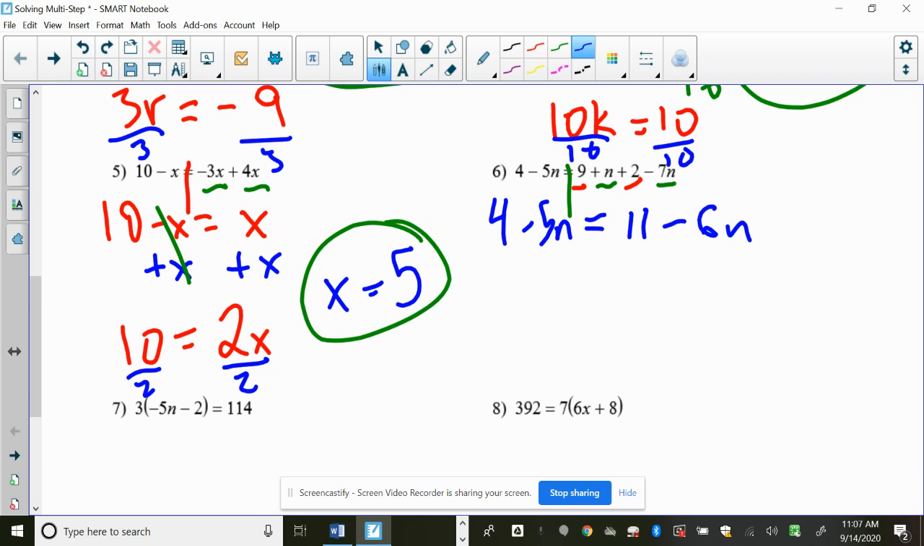Okay, now we still have variables on both sides, numbers on both sides. There's no more like terms that we can combine. So the next step is we want to get rid of one of our n's. We're always going to get rid of the smaller one. So if we're comparing negative 5n and negative 6n, the smaller one is actually negative 6n, because that's more negative. So to get rid of a minus 6n, we're going to add 6n to both sides.